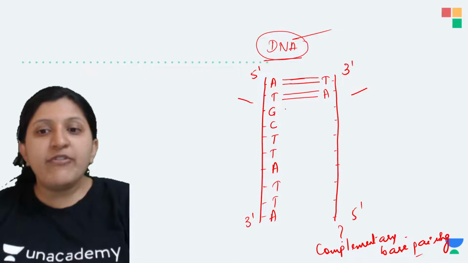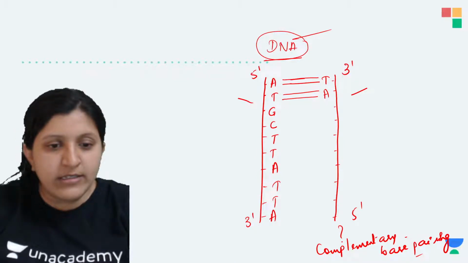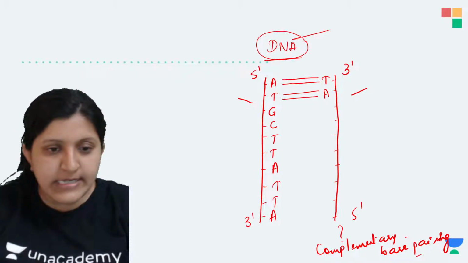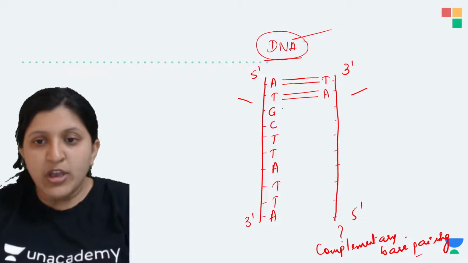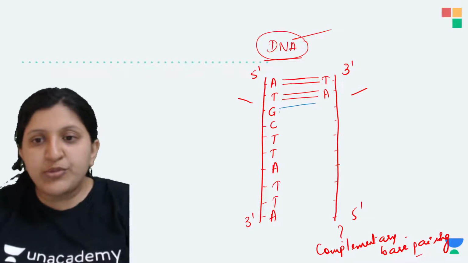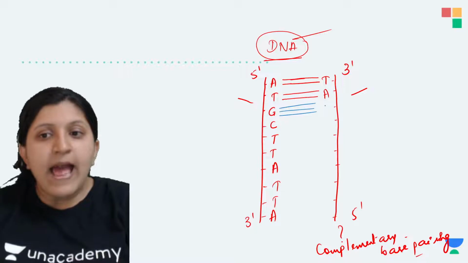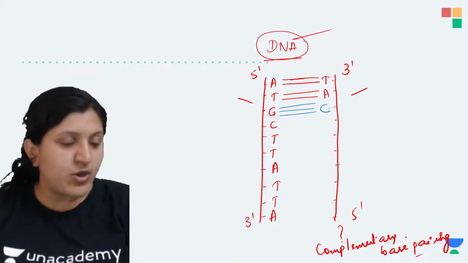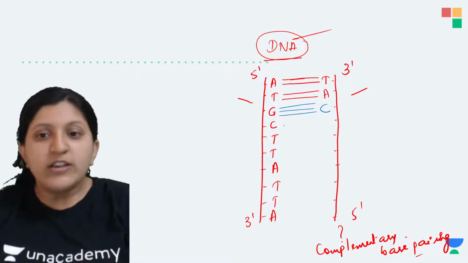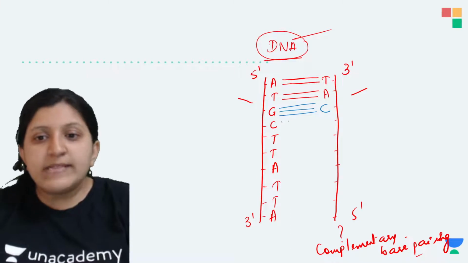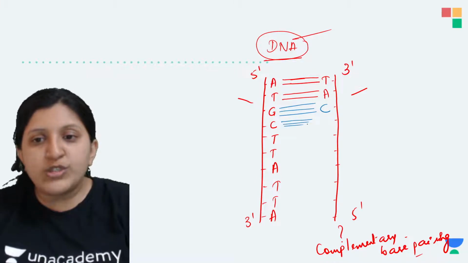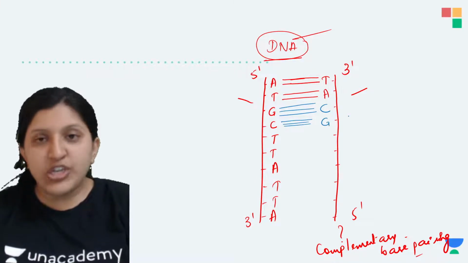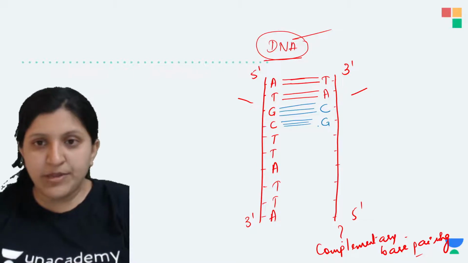Okay, same way now G and C is mentioned. So for G and C, what would be the condition? This is going to make three hydrogen bonds, and here there will be C. So this one is the cytosine. Now C is here, so again three hydrogen bonds you can see. There is a G over here, so that is complementary base pairing.